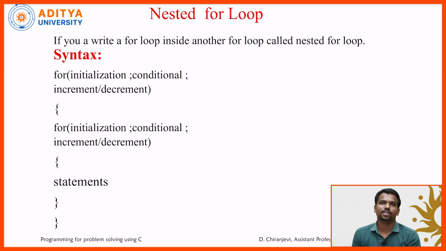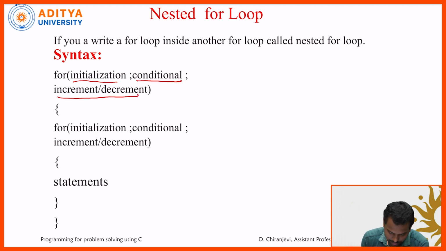So the first one is nested for loop. If we write a for loop inside another for loop, that will be called a nested for loop. Now if you look at the syntax, in for we have initialization, condition, and increment or decrement. Similarly, this is the outer loop.